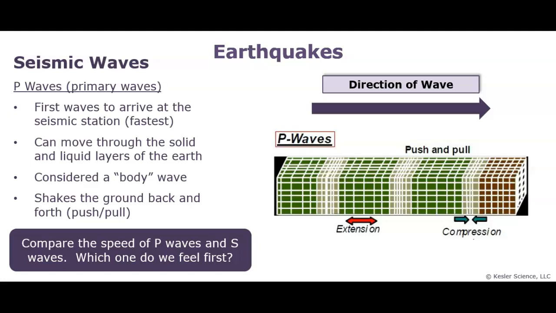So the P waves are able to move through solid material like rock. They're also able to move through liquid layers of the earth, like down into the mantle and into the outer core, excuse me. So P waves can travel through both liquids and solids. We'll see in just a moment, not all waves can do that, but P waves can. They travel very fast. They're what we call a body wave.